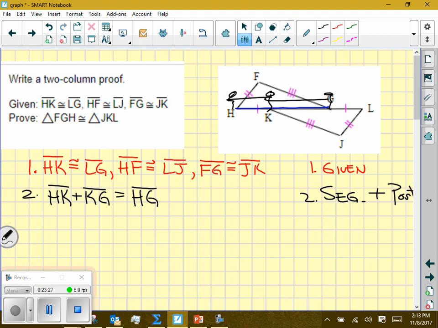Okay. Now, H to G was one of the segments I was interested in. But isn't K to L another one of those segments that I'm interested in? So what are the parts that make up K to L? LG and GK. Okay.